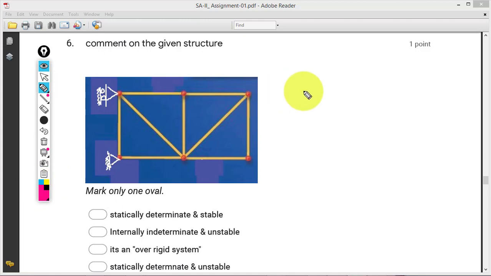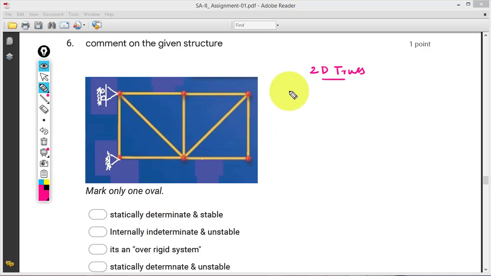So let us take question number 3. Again, same question: comment on the given structure. A truss is given, it is a 2D truss. So we have to comment on the indeterminacy or stability of the structure.